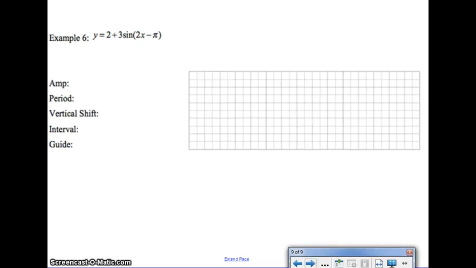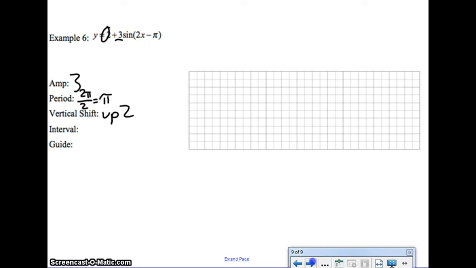One last example here. This time my amplitude is the number out in front of sine, so that would be 3. My period is 2 pi over my b. Here b is 2, so my period is just pi. Vertical shift: 2 is what's being added to this function since it's a positive 2, so my vertical shift is up 2.